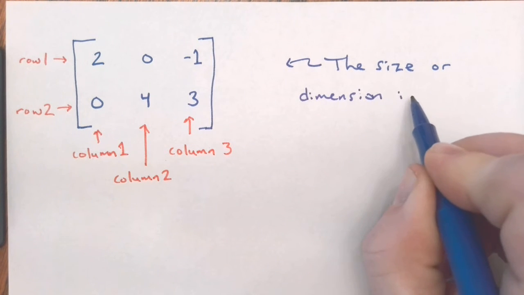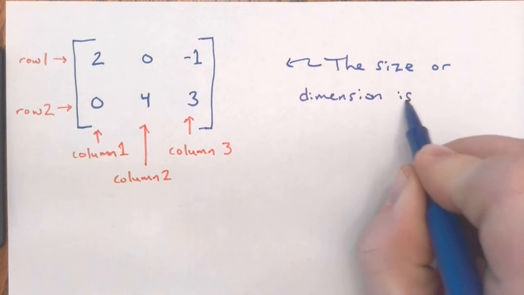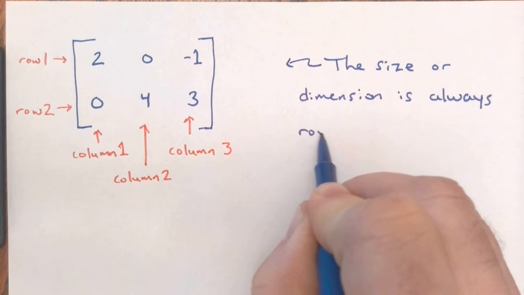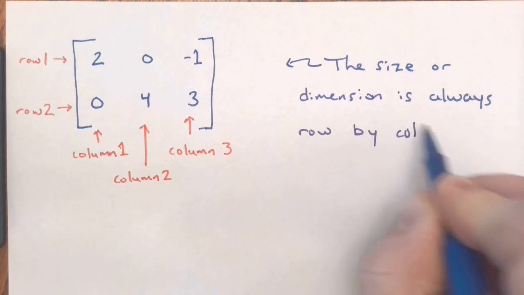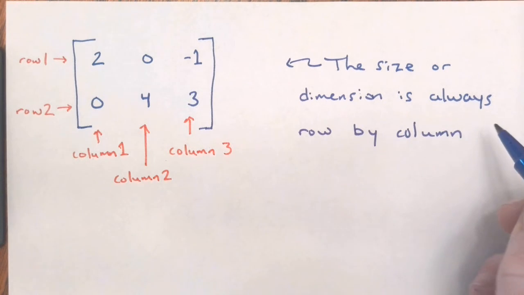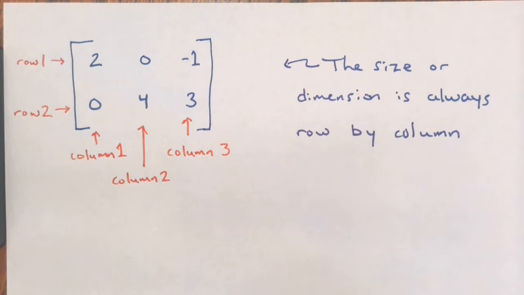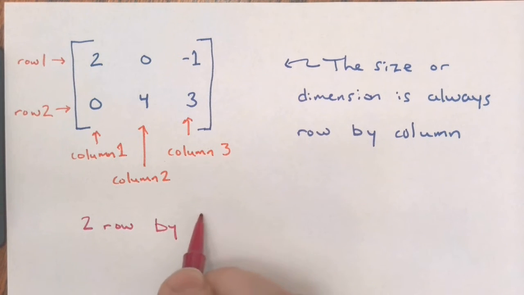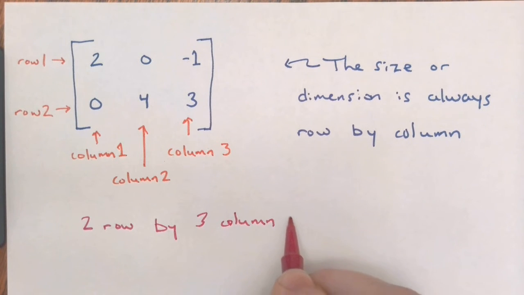The size or the dimension of the matrix is always listed out row by column, with the number of rows first. So this matrix that we are looking at right here, it is a 2-row by 3-column matrix.